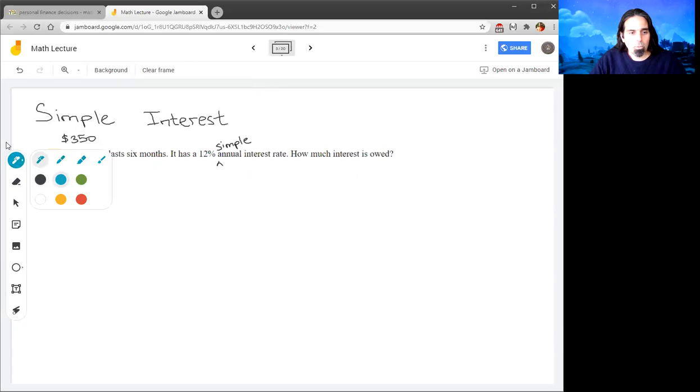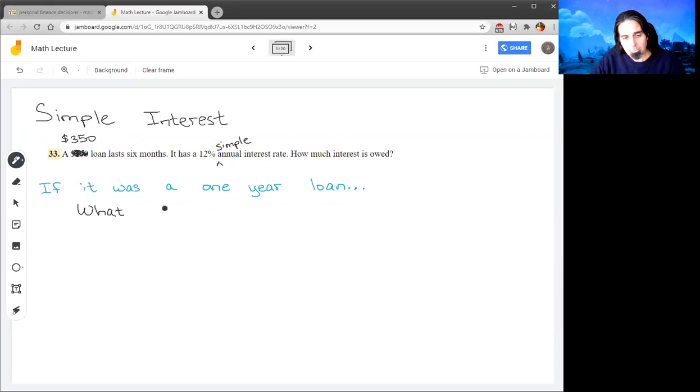So first we have what would happen if it was a 1-year loan. The way simple interest works, you take the 12% of 350 and you would have to pay that at the end of the year. Sort of like buying a bond that matures in 1 year or a bank certificate of deposit that matures in 1 year. So we're asking, what is 12% of 350?